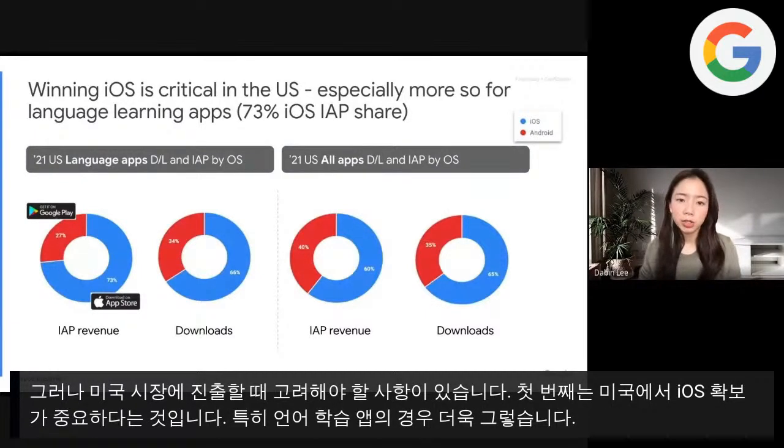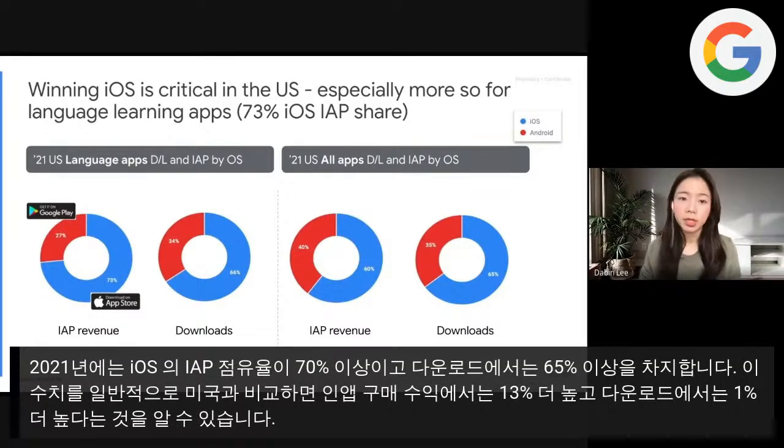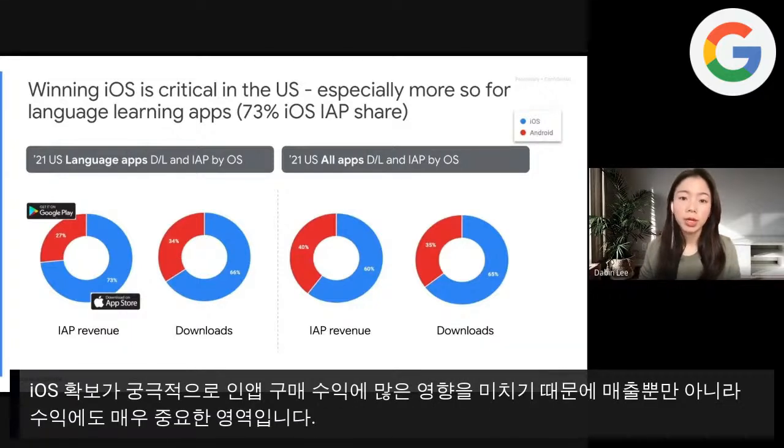However, when we enter the US market, there are things to consider. The first is that winning iOS is critical in the US, and especially so for language learning apps. More than 70% of in-app purchase share is taken by iOS, and more than 65% of downloads in 2021. Compared to the US in general, it's 13% higher in in-app purchase revenue and 1% higher in downloads. Since it has much influence on in-app purchase revenue, winning iOS is crucial for revenue as well as profit.